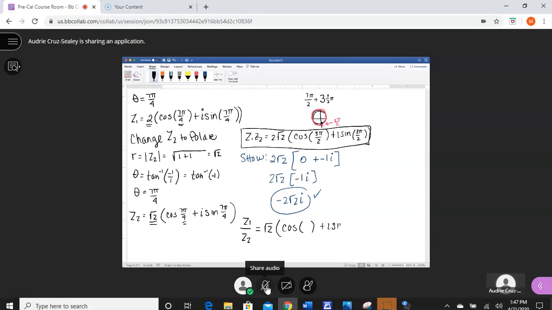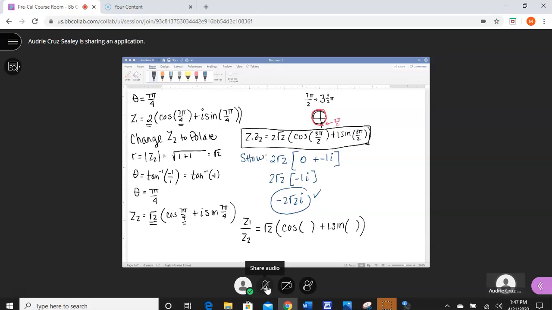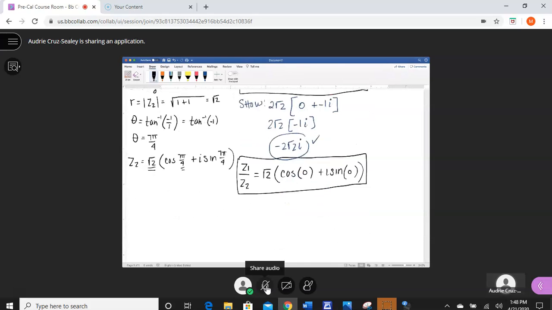Does anybody remember? When you divide, what do you do with the angles? You subtract. Yeah, you do. You subtract. And what is 7 pi over 4 minus 7 pi over 4? 0. Yeah. And so here's your answer. That's it. That would be your answer of division in polar form. And then, of course, if they wanted you to tell me what the answer was in complex form, you would just do what we did before. We would simplify this and distribute the square root of 2. Is there any questions on the division part?